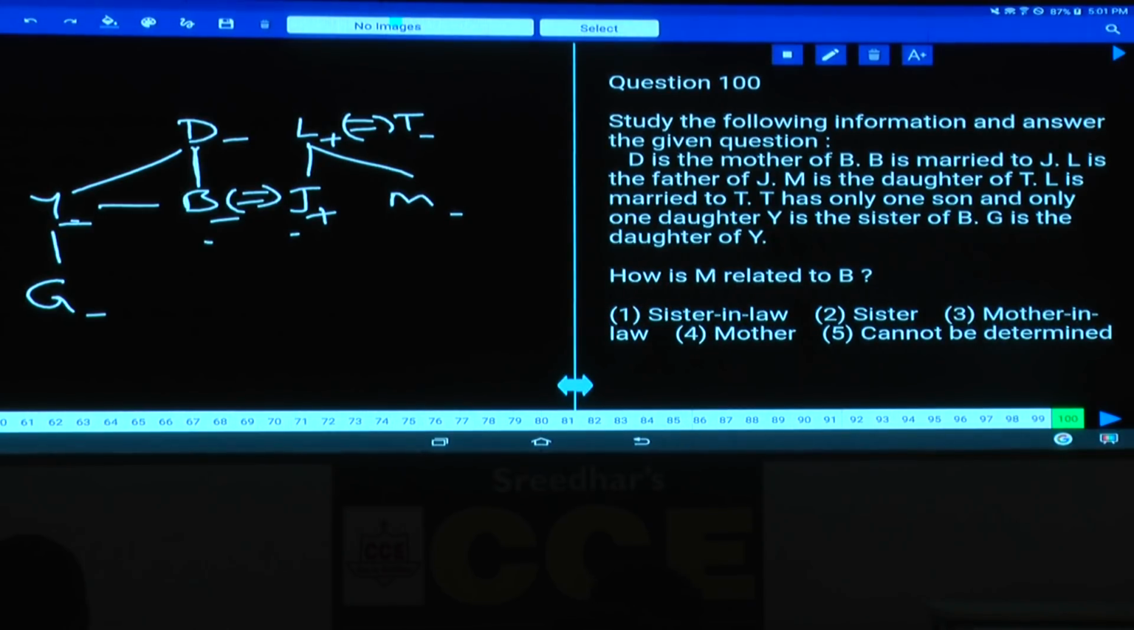Then what about question number 100? How is M related to B? M is B's husband's sister. Husband's sister, sister-in-law, choice 1. And this is about 98 to 100. Now paper number 268. Done? Is there anything else in this paper? Clear? Paper number 268, 66 to 100. Those who had doubts in those syllogisms, reverse syllogisms, okay?